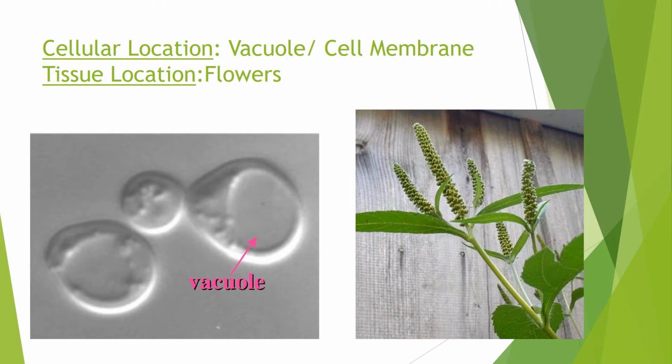The tissue location of the myrosinase complex is in the flowers, specifically in the ovules, styles, pistils, stamens, petals, and in the embryos, but it has not been detected in the leaves or stems of the plant.